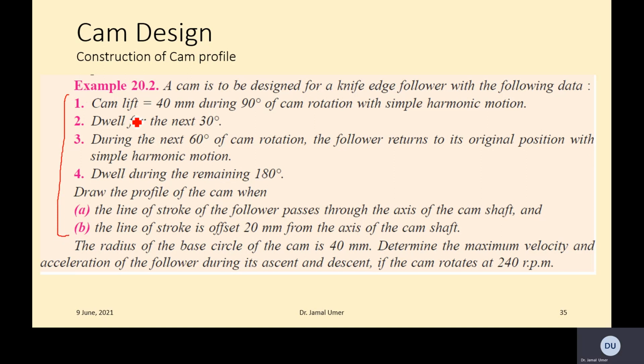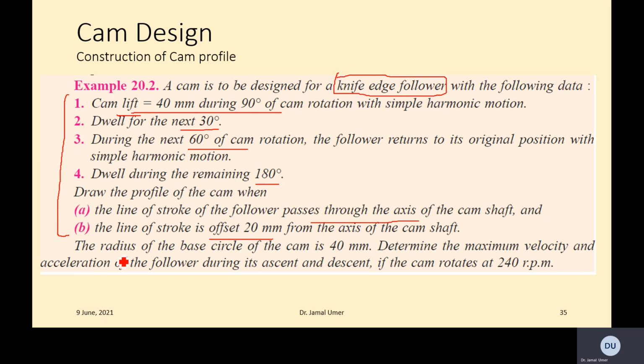So you have the profile with 90-degree lift, or outward, then 30 dwell, 60 cam return, and then dwell for the remaining angle of 120. You need to draw the cam profile for two categories. The important thing here is that the follower is a knife edge follower, so you need to be careful. In the simple one, the line of stroke of the follower passes through the axis, and then you have an offset of 20 millimeter.